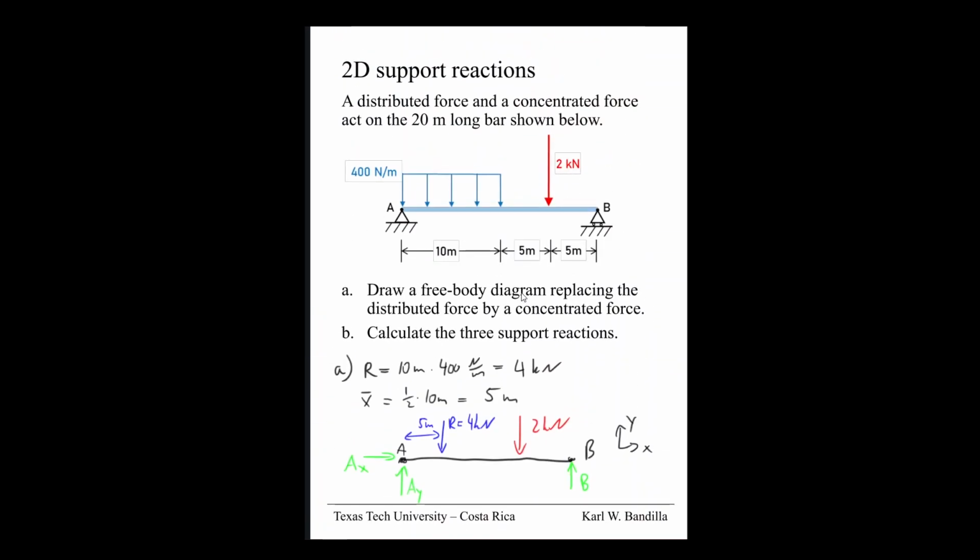So with that, we've gone through this little 2D support reaction problem, and we solved for the 3 reactions. We had the 2 reactions at A and the reaction at B.